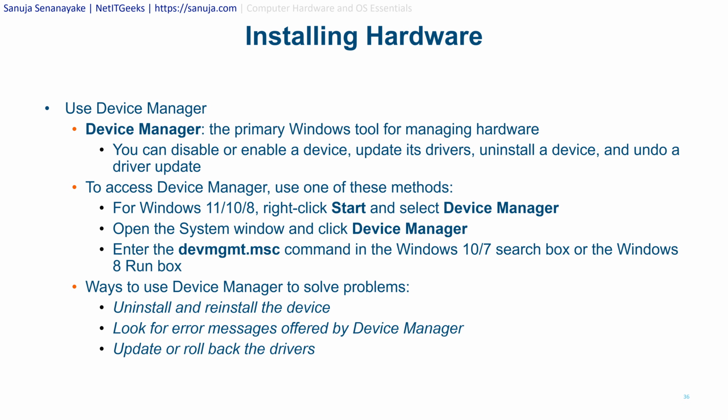Use Device Manager. Device Manager is the primary Windows tool for managing hardware. You can disable or enable a device, update its drivers, uninstall a device, and undo a driver update. To access Device Manager, use the following methods.